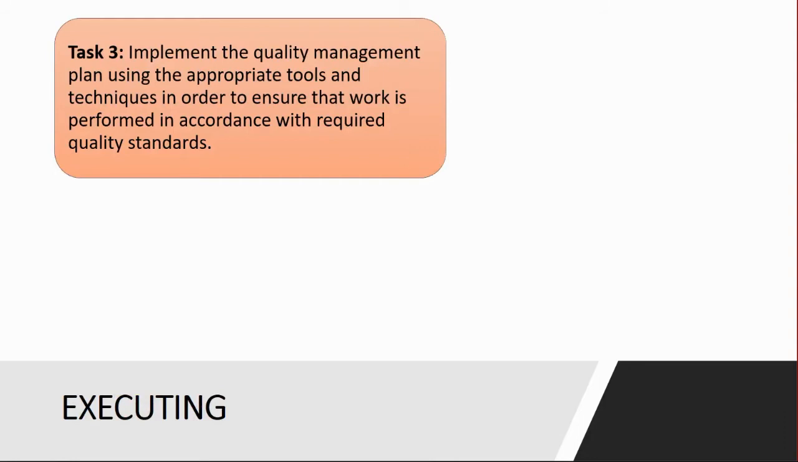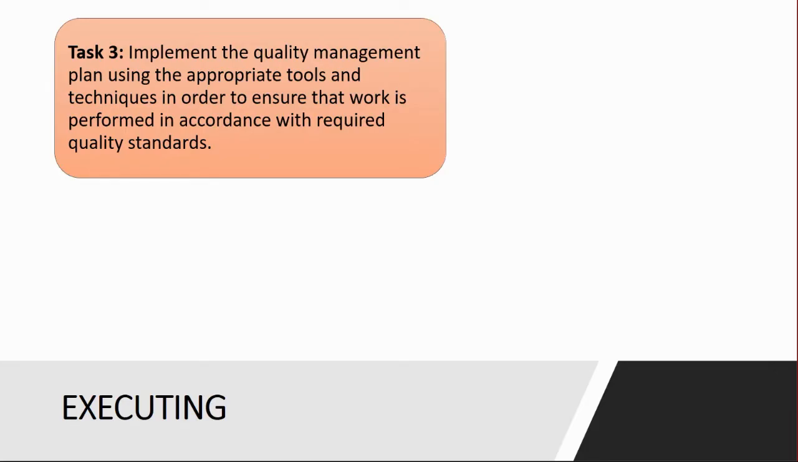Moving on to our next task, task 3, it reads, implement the quality management plan using the appropriate tools and techniques in order to ensure that work is performed in accordance with required quality standards. So this goes back to what I just mentioned about quality assurance, or the new process, if you will, manage quality. So in task 3, the goal is to implement the quality management plan using the appropriate tools and techniques of quality in order to ensure that work is performed in accordance with required quality standards.